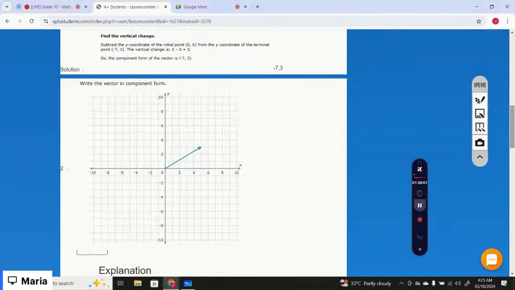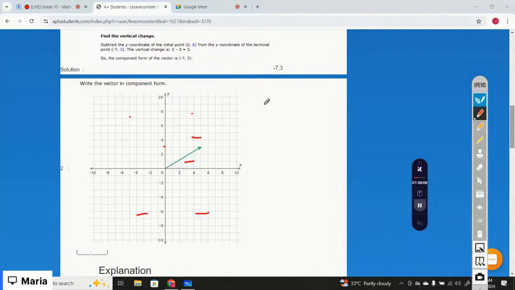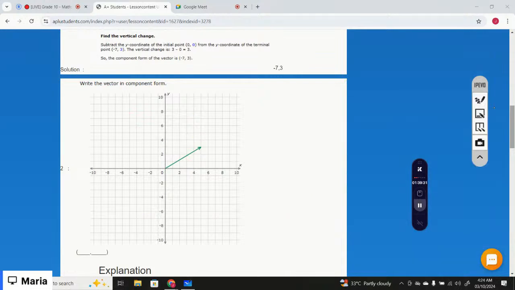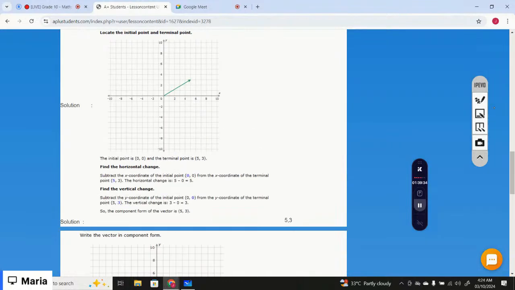Okay, look at the second one. The initial is at 0, 0. This is the initial. This is the terminal. The terminal is at 5 and 3. For the components, you need to find the change in x value and y value. So the change in x is 5 minus 0, which is 5, and the change in y is 3 minus 0, that is 3. So the correct option is 5 and 3. Got it? C, that is 5, 3.